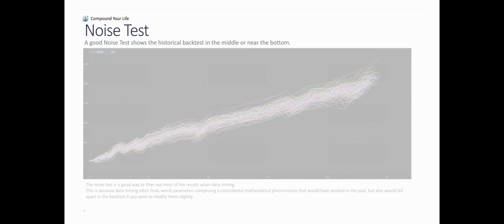And then now, if we look at the noise test, this is one of my favorite tests, and it's used to remove the vast majority of strategies that data mining comes up with. Again, data mining is really good at coming up with strategies that would have worked given the exact market values in the past. But because the market tends to be similar in the future, but not have those exact same values, a lot of strategies will fall apart.